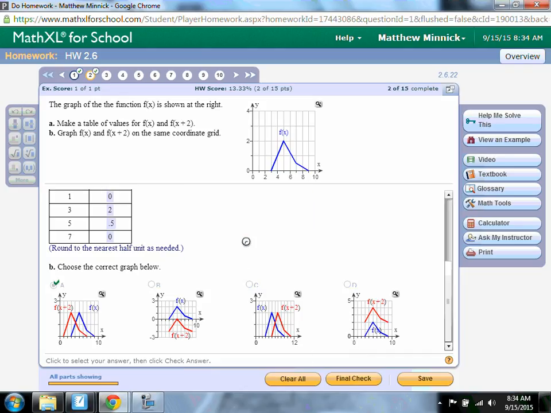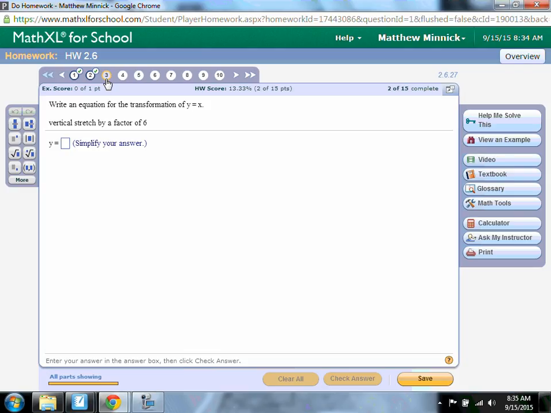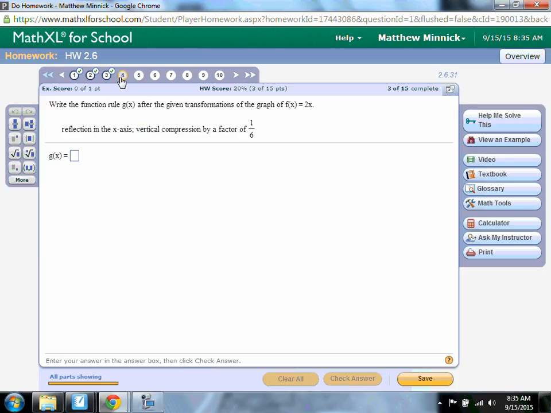So there's that. Okay. Vertical stretch by a factor of 6. It's 6 times x, or 6x. There we go. What do we got here? A vertical compression by a factor of 1/6. That's going to be 2 times 1/6 times x. What's 2 times 1/6? That's 2/6, wouldn't that be 1/3 x? No, I did something wrong. Oh, and they want it to be a reflection on the x-axis too, so I got to make that a negative. There we go. I didn't read that part. I'm a horrible reader. So anyway, hopefully this should get you in the right direction on the 2.6 homework.